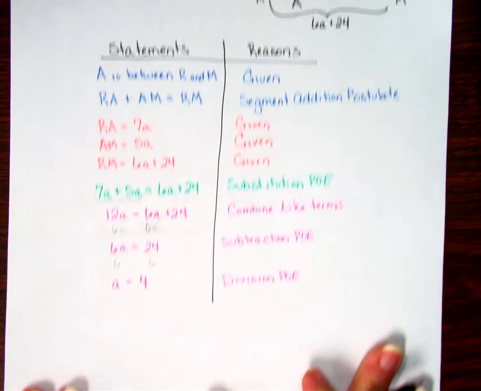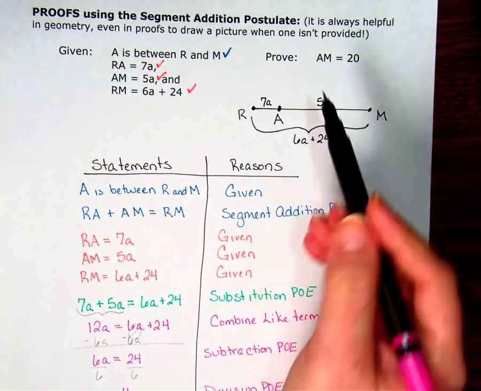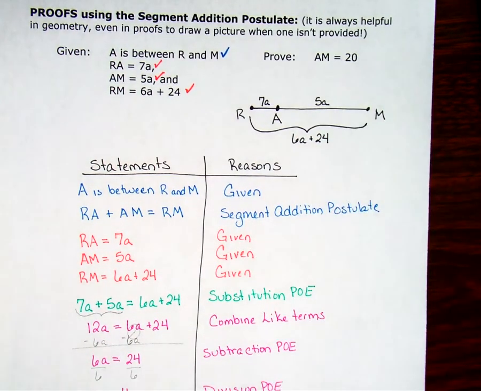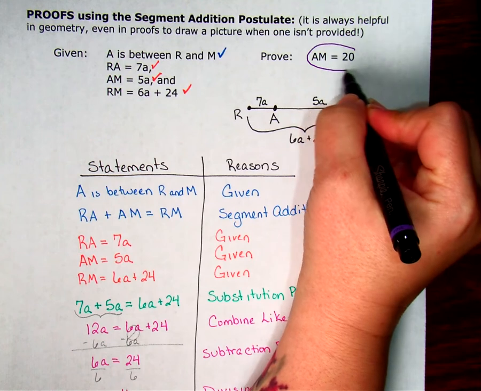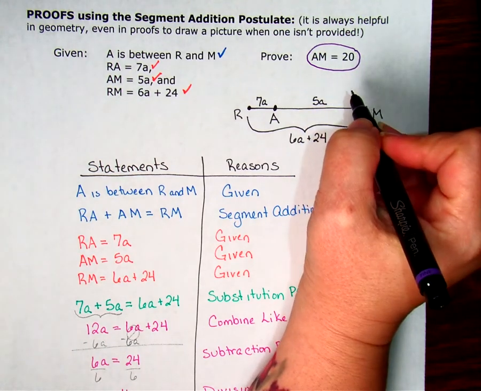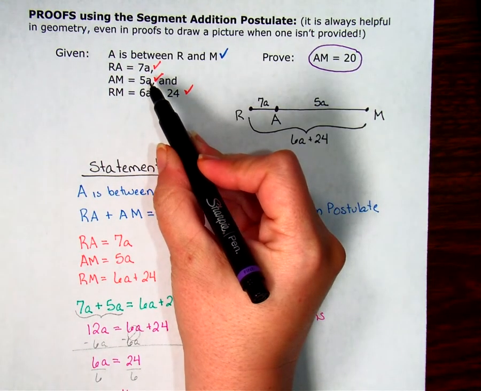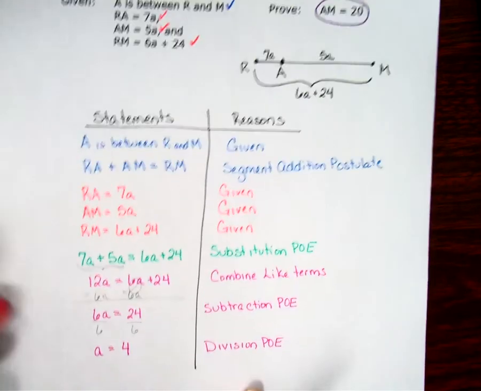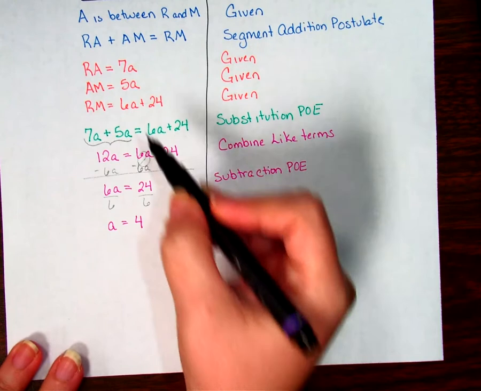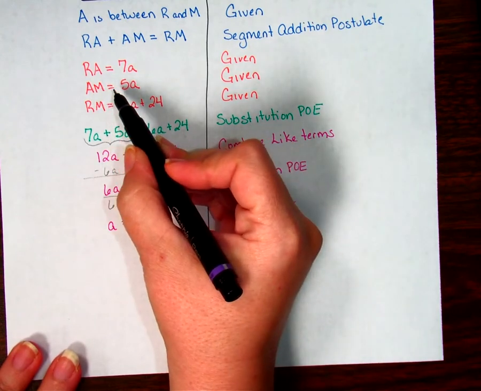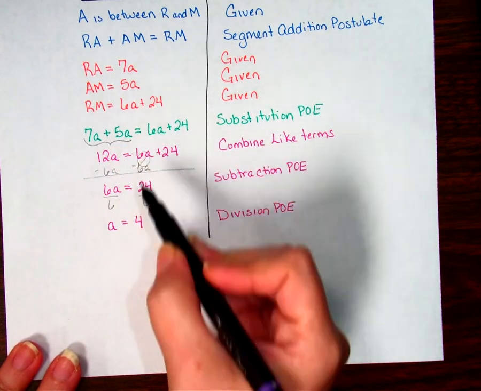Now let's see, we're done, right? That's what I was trying to prove. I was trying to prove that x equals, oh wait, that's not what I was trying to prove. Look what I was trying to prove. I was trying to prove that AM equals 20, but AM equals 5a. Wait, now I know what a equals, right? a equals 4. So if I take this AM equals 5a, I can substitute in the 4.